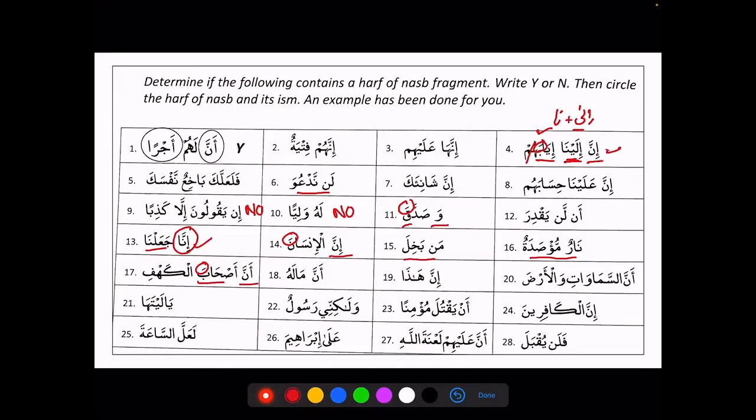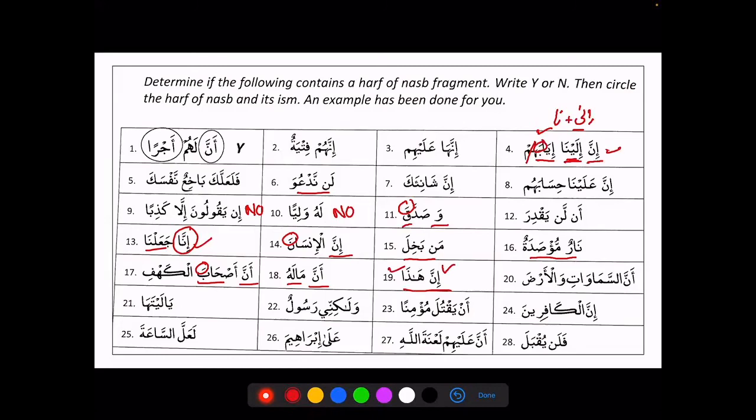Anna malahu. Yes, Anna is harf of nasab. Mala is ismuha. Very good. So mala is ismu Anna. Okay, inna hadha. Yes, so inna is harfu nasab and haza is its ism.